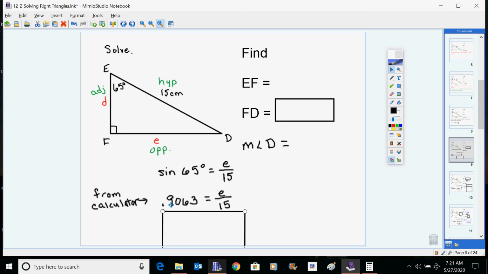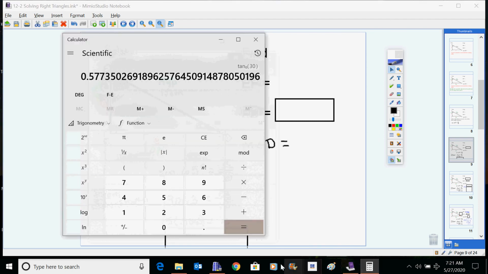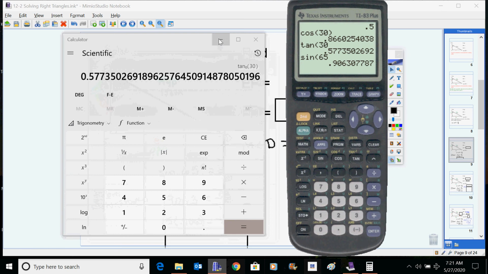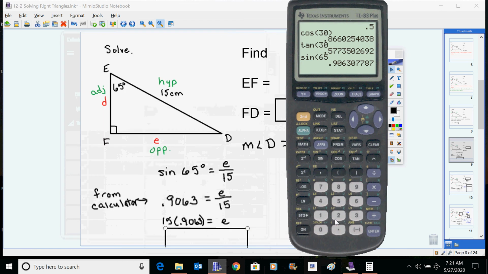So we do that by multiplying both sides by 15. And so your final answer is what we get when we take 15 times 0.9063. And I'll show you a trick with this calculator that you're going to love in a minute.